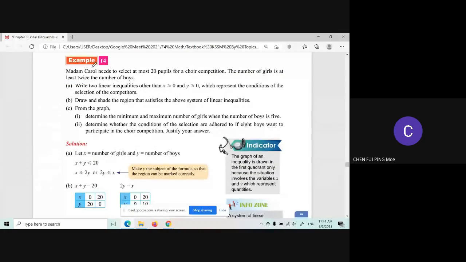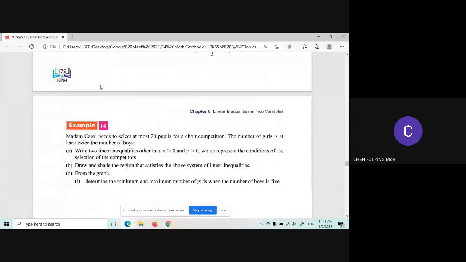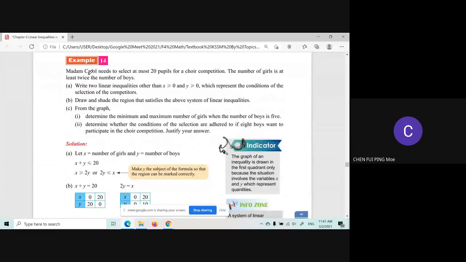Problem. So example 14, look at page 173. Madam Carol needs to select at most 20 people for a choir competition. The number of girls is at least twice the number of boys. Write two inequalities other than these two, so you have two inequalities. You need to use them to represent the condition of the selection of the competitors.